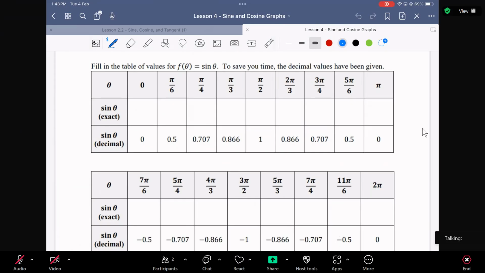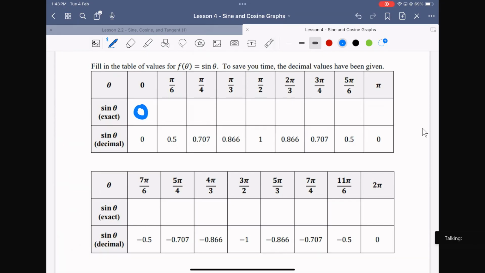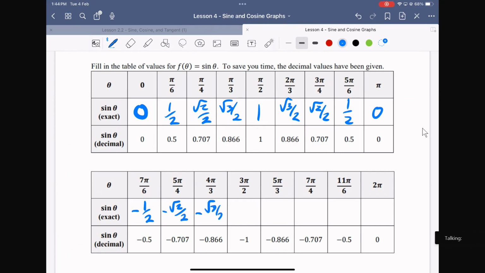All right, so our exact values are going to be: this one's going to be a half. This one is going to be root 2 over 2. This is going to be root 3 over 2. And then we come up to 1. Then we start to go down again, and we get these values. We return back to 0. What about this next one? What's that one going to be? Yeah, so it's going to be minus a half, minus root 2 over 2, minus root 3 over 2, minus 1, minus root 3 over 2, minus root 2 over 2, minus a half, back to 0.